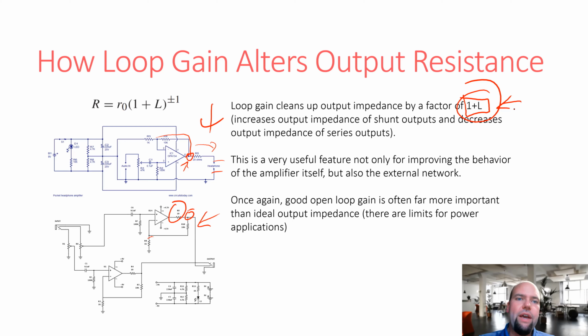Okay, and so the takeaway from this general concept is open loop gain is often far more important than ideal output impedance. So op amps are able to clean up their output impedance by having a good open loop gain. Open loop gain still remains the most important parameter for having a good op amp. Well, linearity can be more important. But again, there are limits for power applications. So ultimately, internal resistance, even if the op amp can clean it up, is going to limit the maximum current the op amp can output at the full rail voltage.